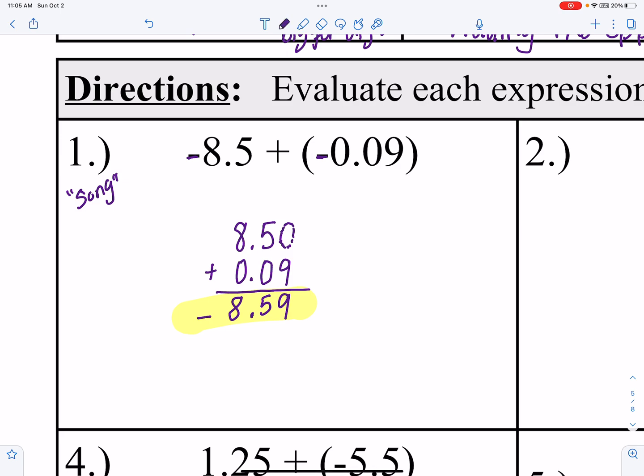Let's make sure that makes sense. Check for reasonableness. I owe someone $8.50. I owe another person 9 cents. So it makes sense that I owe that as a total.